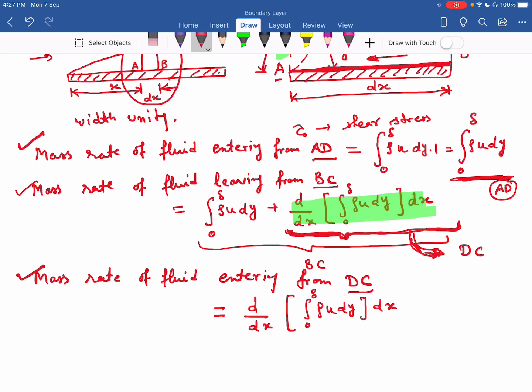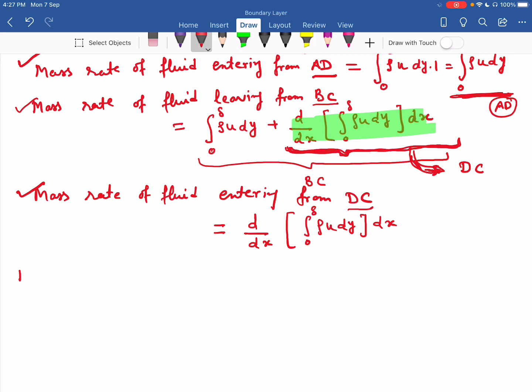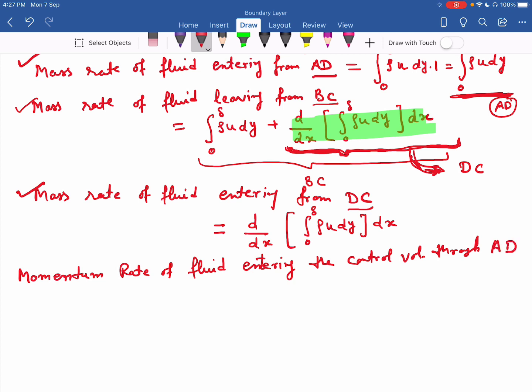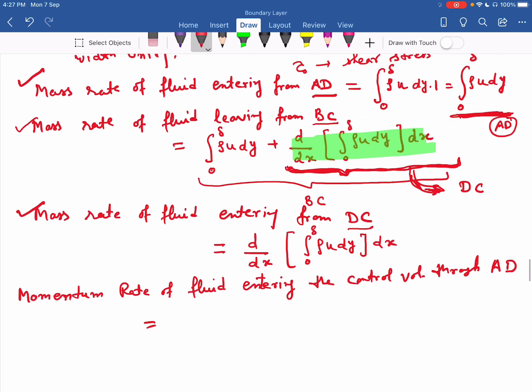With respect to all these masses, now you can write down the momentum rate. So you can write the momentum rate of fluid entering the control volume through AD. The mass is this much, multiplied by the velocity of the layer. So you can write this as integration of rho u dy from 0 to delta into u, or simply u square.